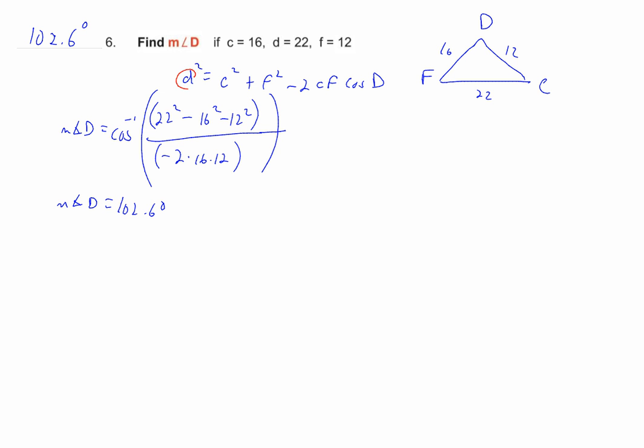Look, this always matches the angle. These are always the other two. That's every time. Remember, you're solving for an angle, so you're doing cosine to the -1. You're also doing some math. You got to add the opposites to both sides, then you got to divide by -2cf, and all that's cosine to the -1. Should have gotten 102.6.